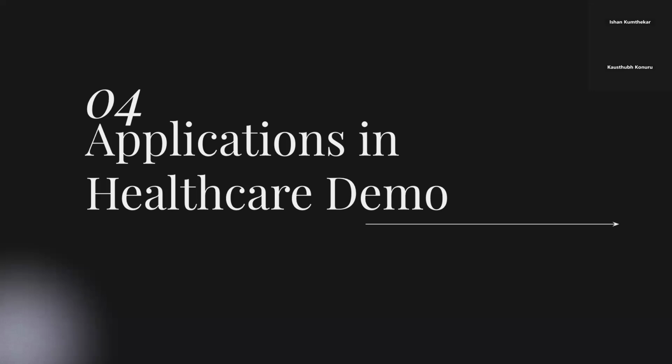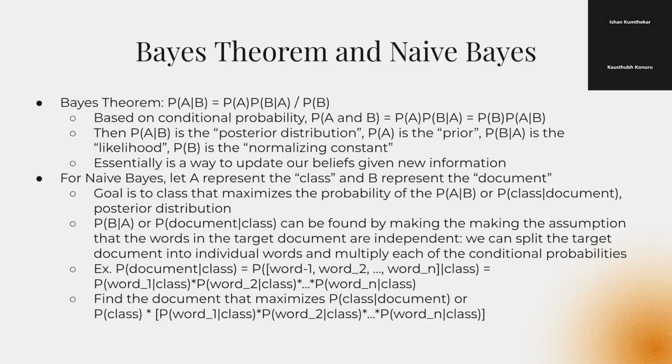Okay, the last thing I'm going to cover before we go to the demo is applications in healthcare. First, we're going to go over Bayes' theorem and naive Bayes. Now you see that we have these vector representations of words. A very simple way to classify things is with naive Bayes. Before that, we'll go over Bayes' theorem, which is what it uses.